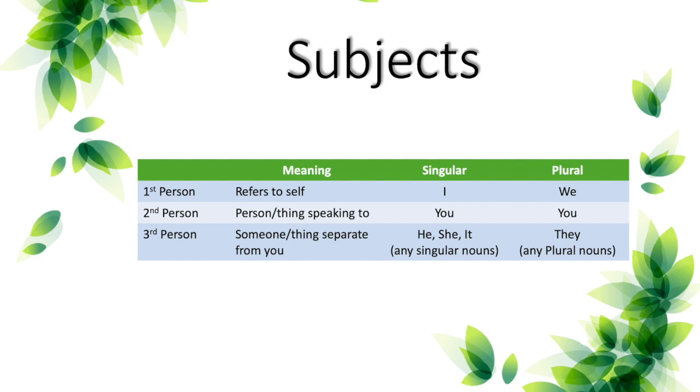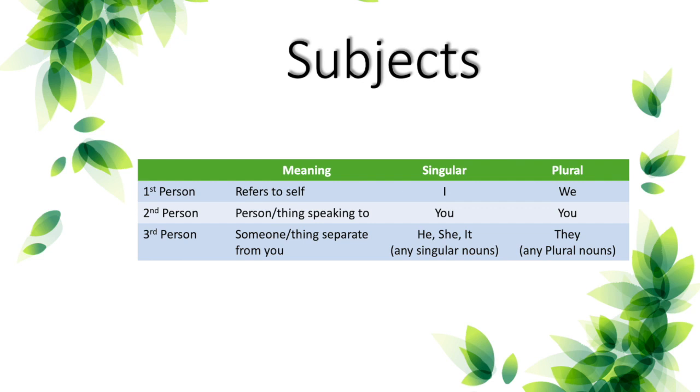What does it mean? The first person refers to self as in I myself. So the first person in singular is I, and in plural it is we. Second person, it means that we are talking about a person or a thing to whom we are speaking, right? That is you. I'm speaking to you right now. So you can be in singular, you can be plural. You and your friends might be listening to this right now. So you can be in singular as well as in plural.